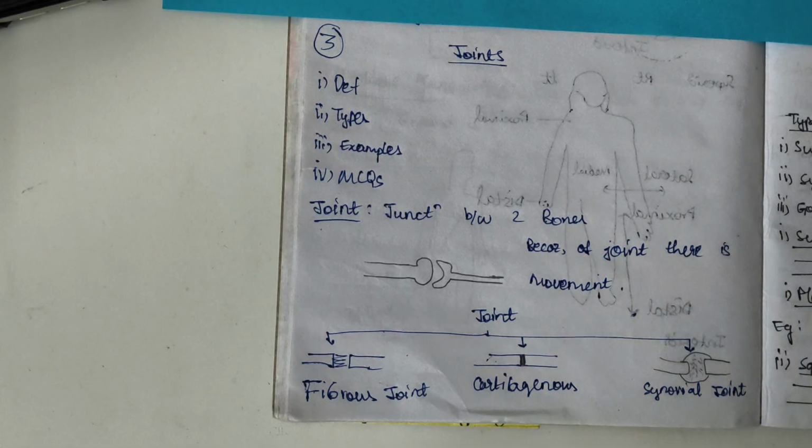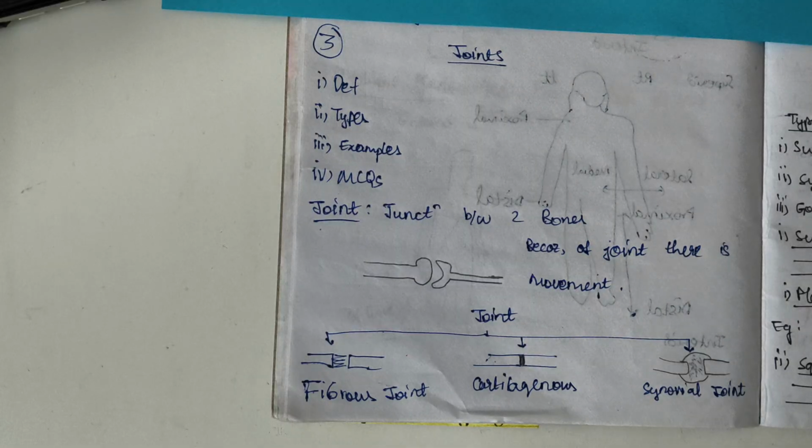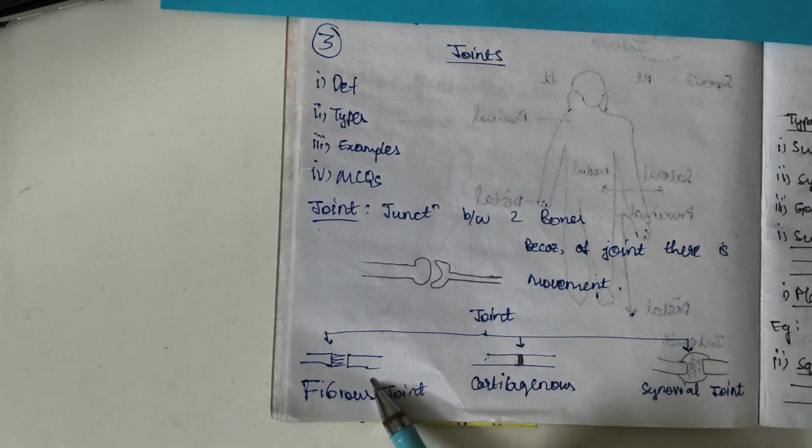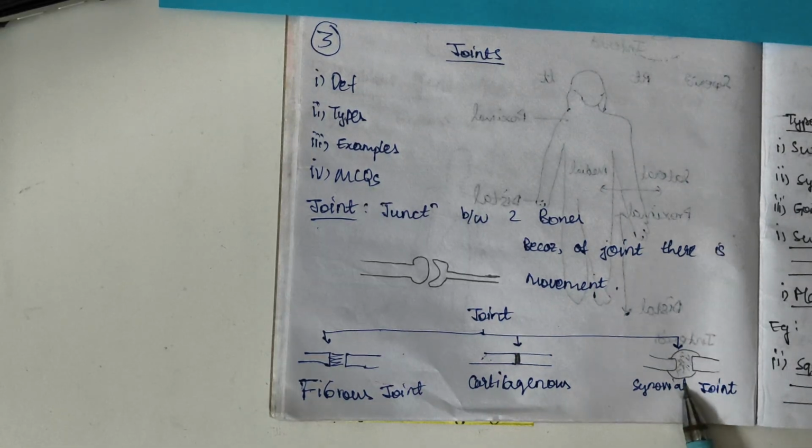Joints. Junction between two bones is called joint. There are three types of joints: fibrous joint, cartilaginous joint, synovial joint.